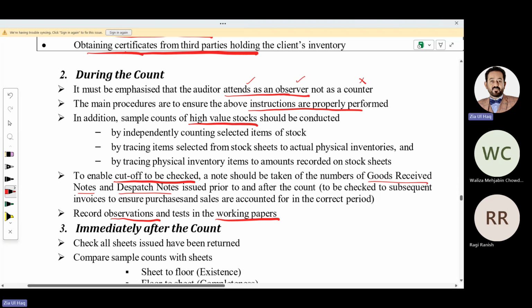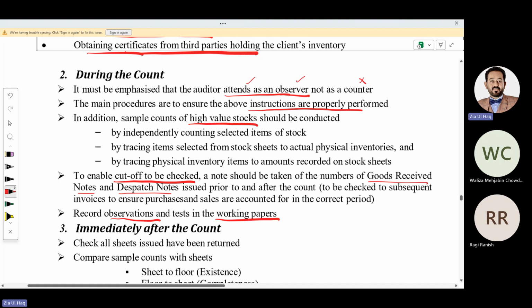So what are the procedures during the count? We need to attend as an observer, not a counter. Make sure proper stock take instructions are followed. On a sample basis, count high value inventory.